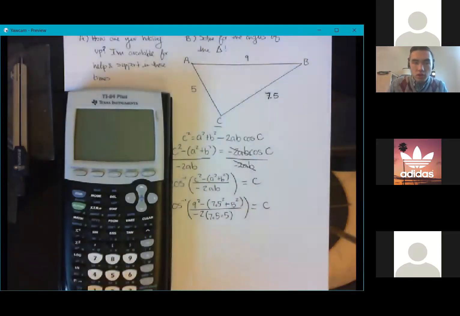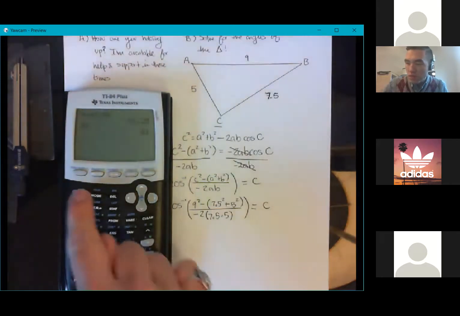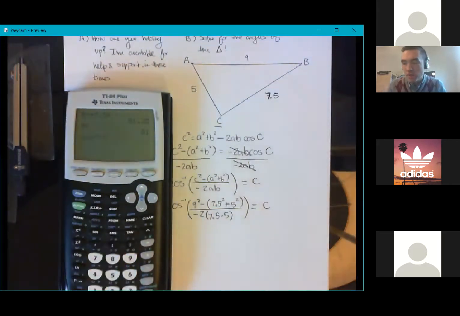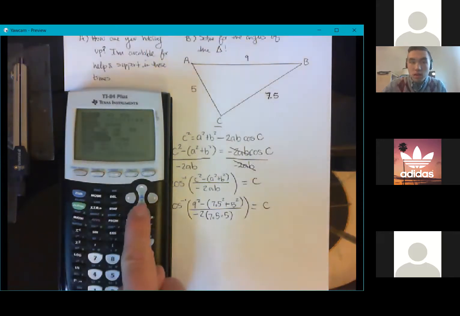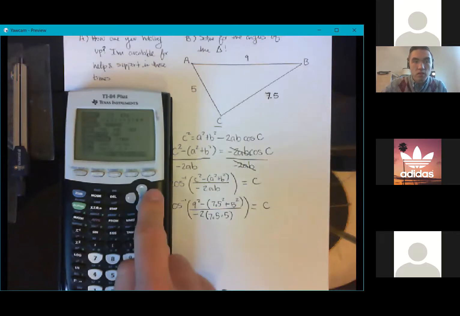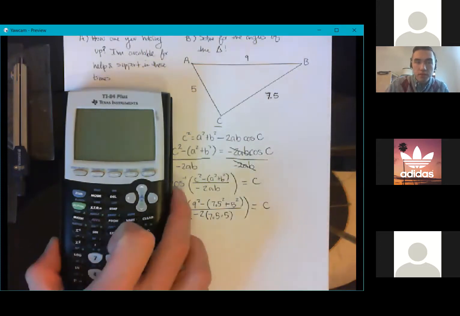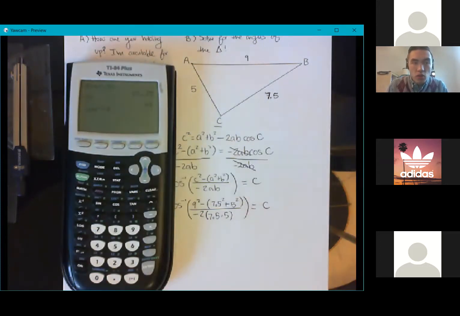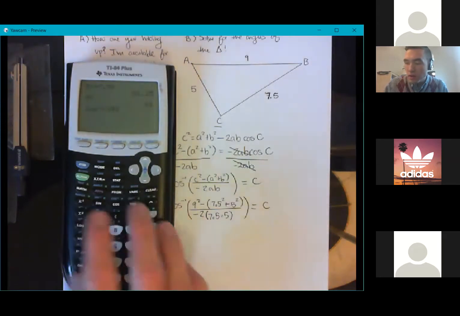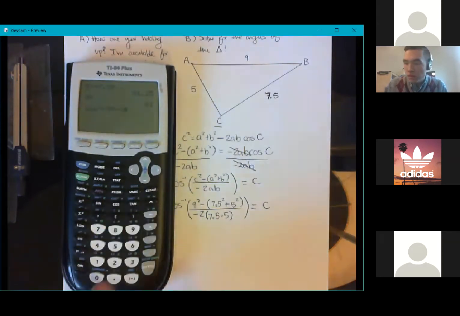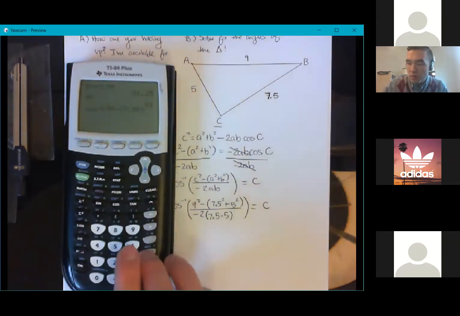And so we can go ahead and do that. So that's going to be inverse cosine. Before we do any of this, let's make sure that our calculator is in the correct mode. It says mode, radians, but we probably want to do this in degrees since it's trig. Go back to the top menu. So it's going to be inverse cosine of 9 squared minus the quantity of 7.5 squared plus 5 squared.